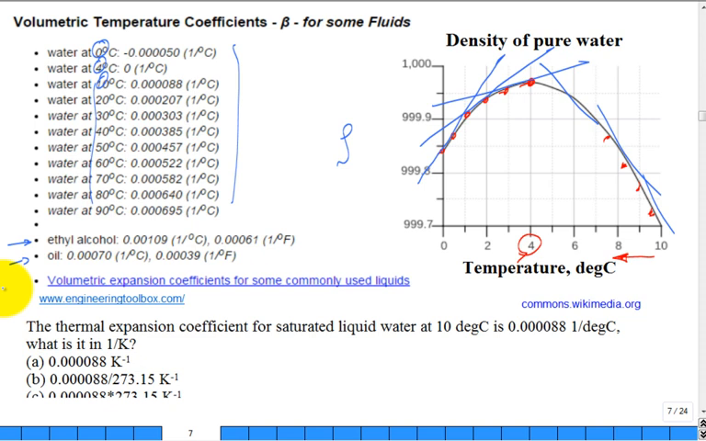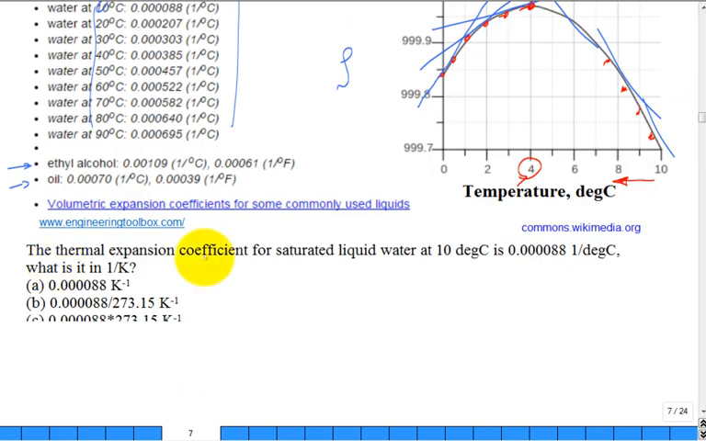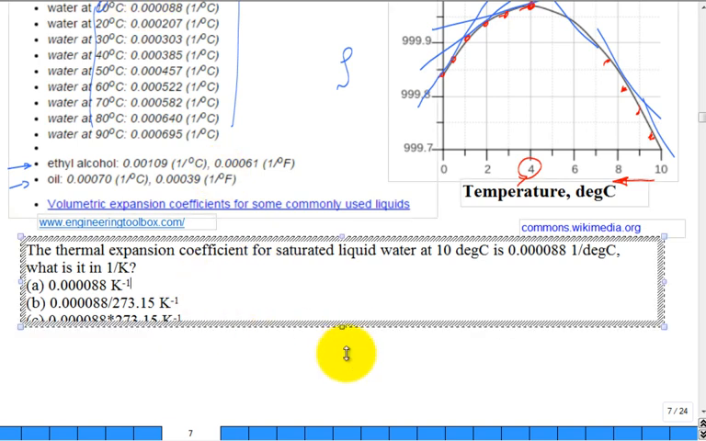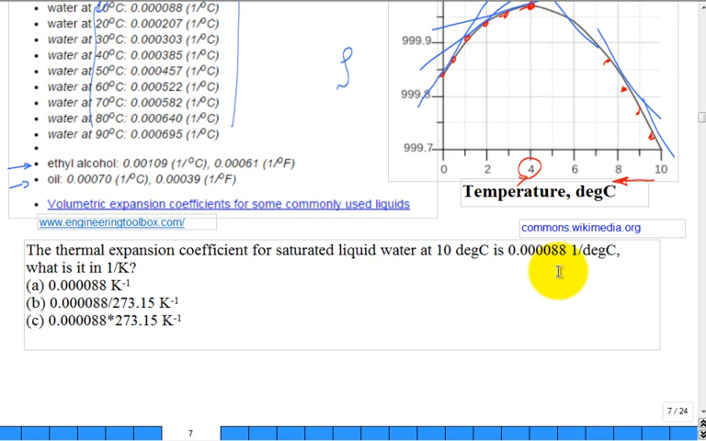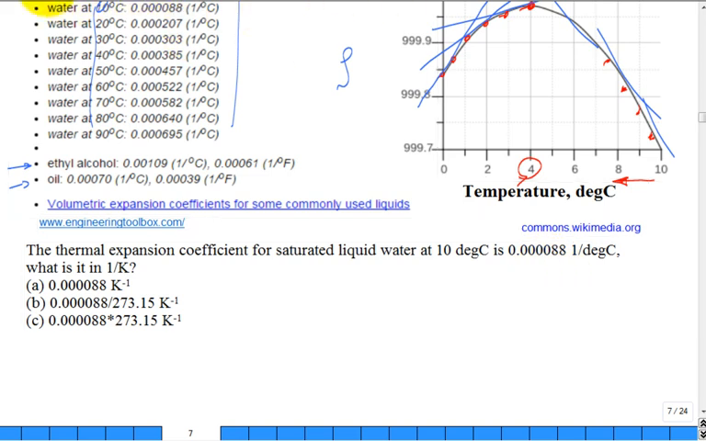All right, here's a question. I hope I can read it here. The thermal expansion coefficient for saturated water at 10 degrees C is right up here. I grabbed it right out of this table. It's right here. Do you see that? 0.00088. But look at the units. It's 1 over degrees C.